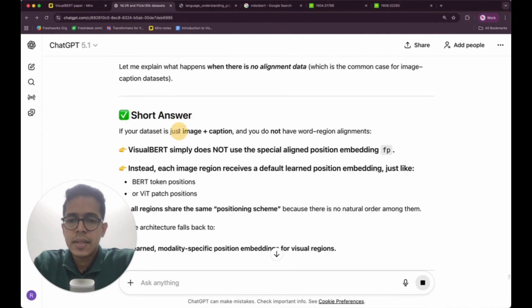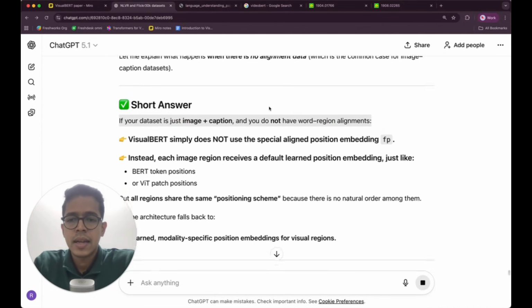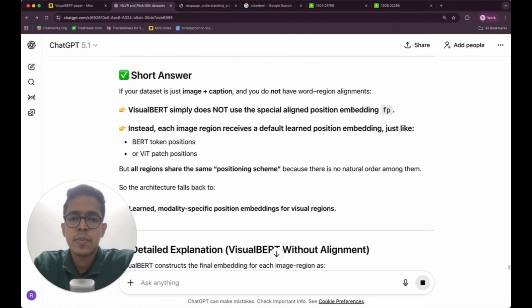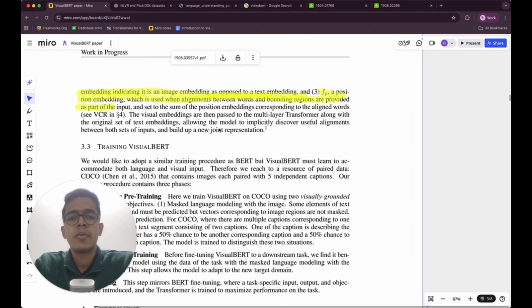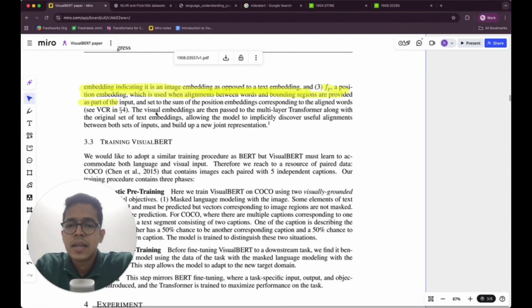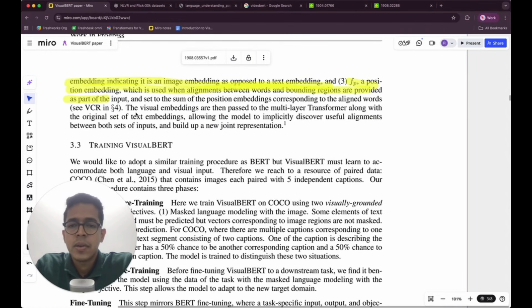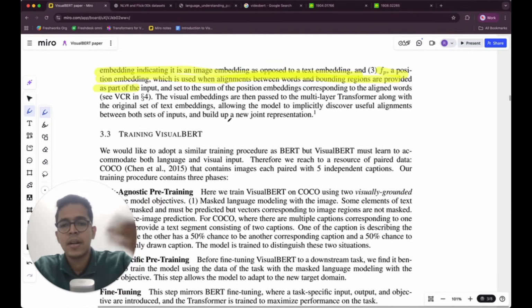So if your dataset is just image plus caption and you do not have word region alignments, then VisualBERT simply does not use special aligned position embedding. Instead, each image region receives a default learned position embedding, just like BERT token positions or vision transformer patch position. Okay. But all the regions share the same positioning scheme. All right. So basically, if any extra information about position embedding is not there, it will be just a learnable token. All right. The visual embeddings are then passed to the multi-layer transformer along with the original set of text embeddings, allowing the model to implicitly discover useful elements between the set of inputs and build a new joint representation.